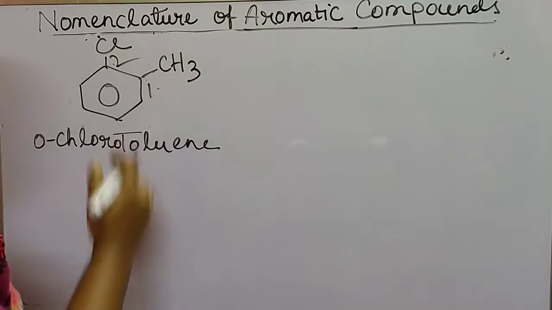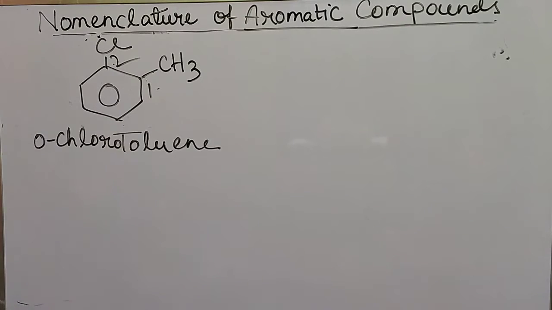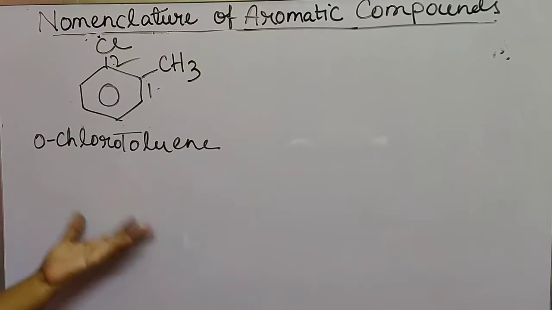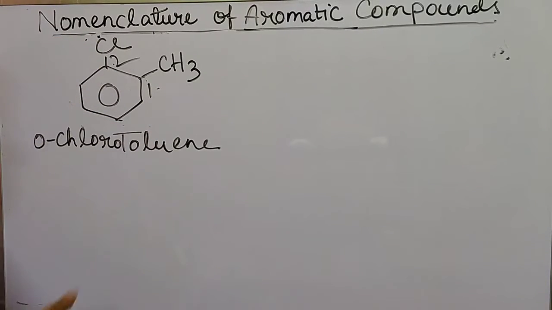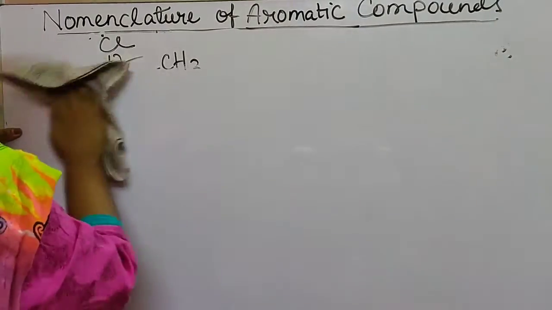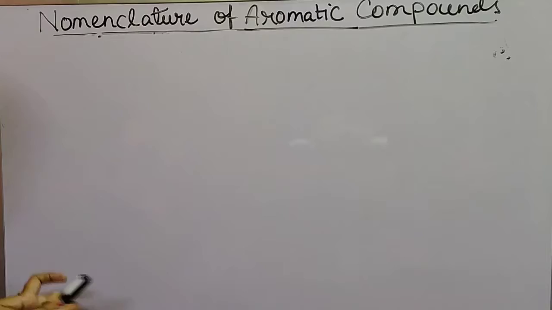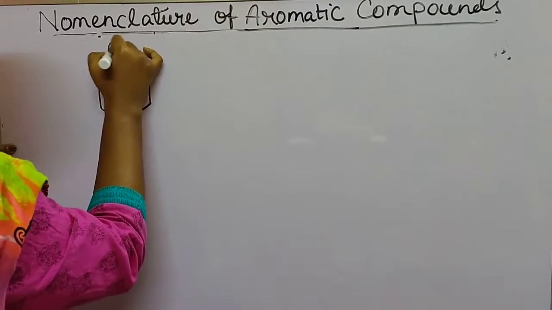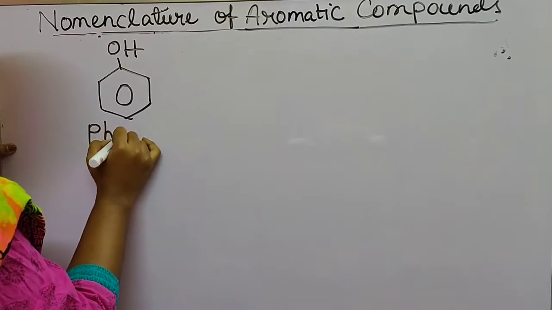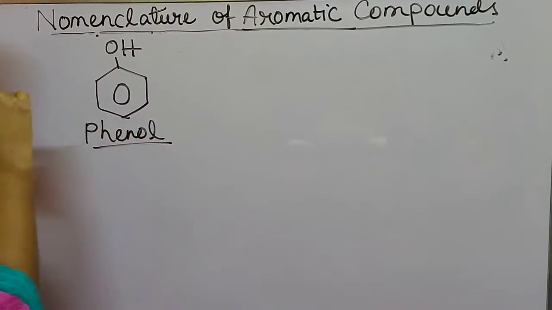Similarly, if 2 chlorines are present here, then it will be known as dichlorobenzene, orthodichlorobenzene. If 2 chlorines are at ortho positions, it is orthodichlorobenzene; if they are at para positions, then it will be known as parachlorobenzene. Okay, by this way. Next, when a hydroxy, that means OH group, is present in a benzene ring, then the name of it will be phenol. This is known as phenol when one OH group is present with the benzene.